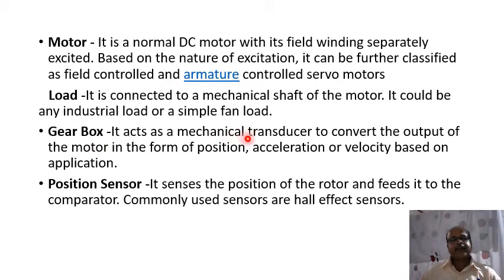It acts as a mechanical transducer to convert the output of the motor in the form of position, acceleration, or velocity based on application. And next is a position sensor. It senses the position of the rotor and feeds it to the comparator. Commonly used sensors are Hall effect sensors.